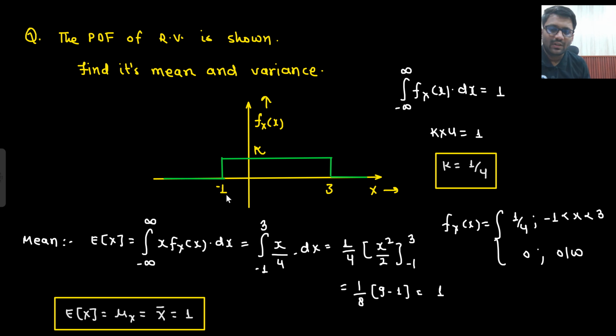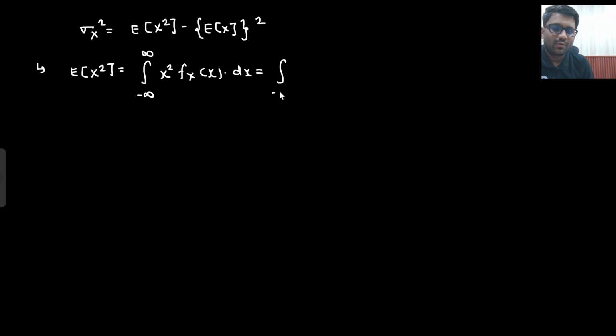So what would that be equivalent to? The integral from -infinity to infinity of x square fx of x dx. Your fx of x is non-zero between -1 to 3. X square could be non-zero between any limit, but fx of x is non-zero between -1 to 3. So x square divided by 4 dx, right? So what you are getting? X cube divided by 12. So 1 by 12 x cube from -1 to 3.